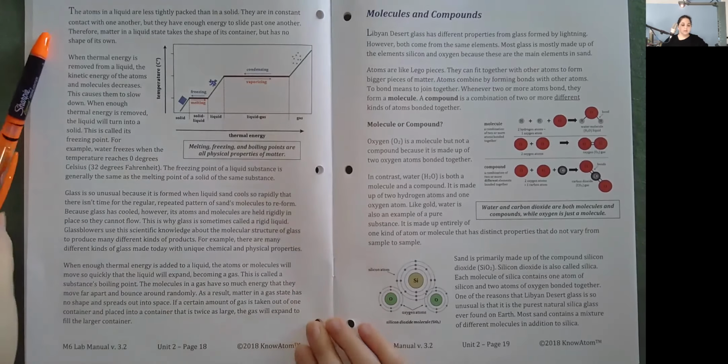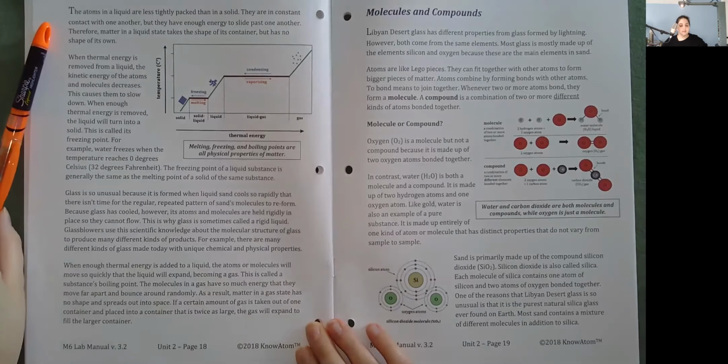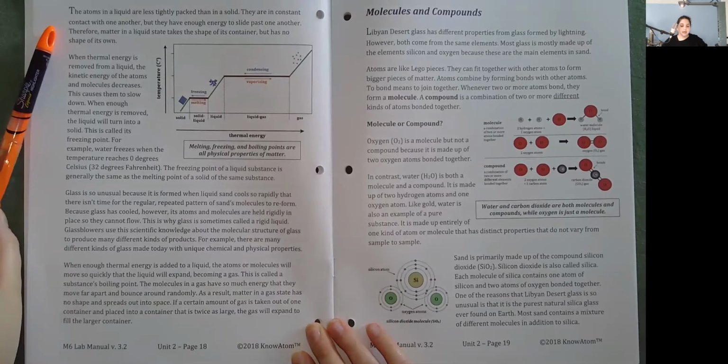The atoms in a liquid are less tightly packed than in a solid. They are in constant contact with one another, but they have enough energy to slide past one another. Therefore, matter in a liquid state takes the shape of its container, but has no shape of its own.